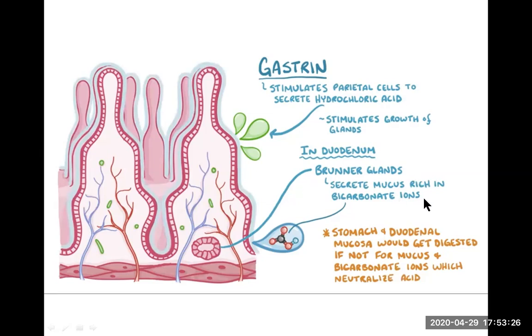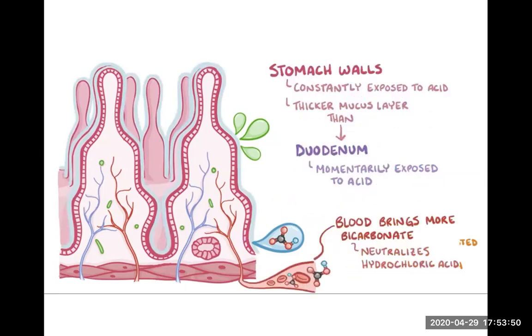So the hydrochloric acid which is produced in the stomach and duodenum would digest the mucosa. And that digestion by the hydrochloric acid will be neutralized by the bicarbonates produced by the Brunner's glands. So the destruction and protection take place simultaneously.